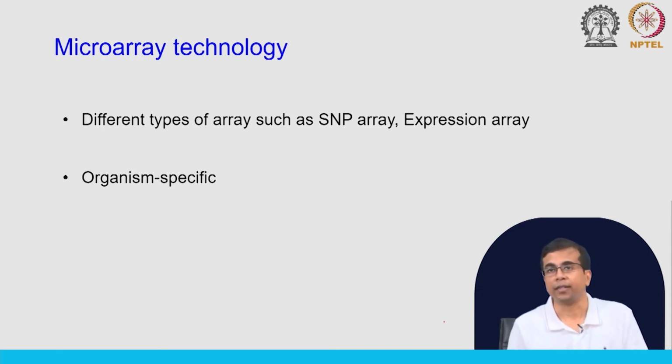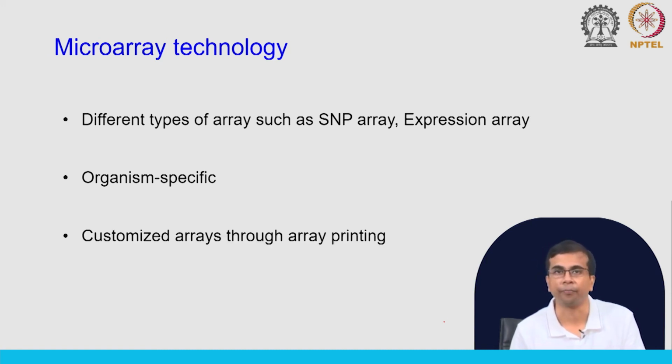These arrays have to be organism specific, as you have seen. They require DNA probes, for which we need to know the organism's genome sequence, as these sequences are different. So, we need organism specific arrays, and you can also design customized arrays. You can have your own DNA molecules that you want to design as probes, design your own array, and print those probes on these chips.